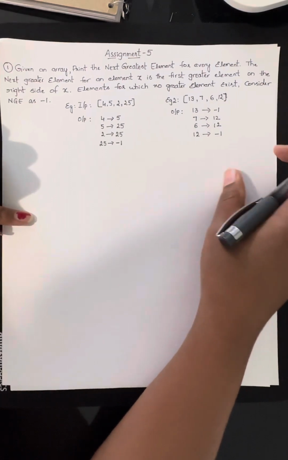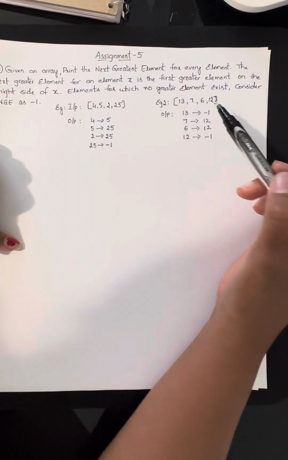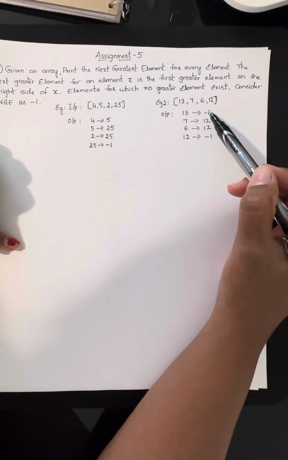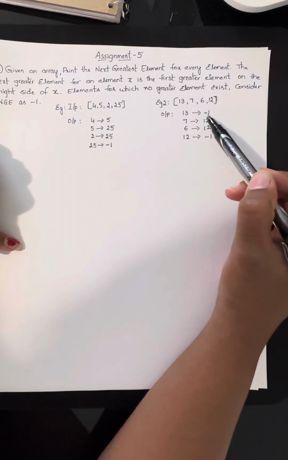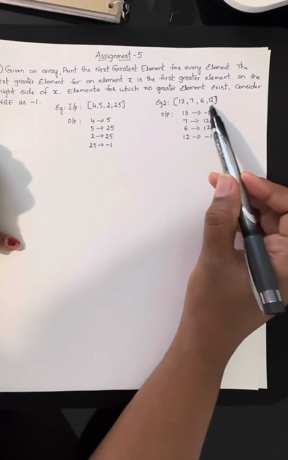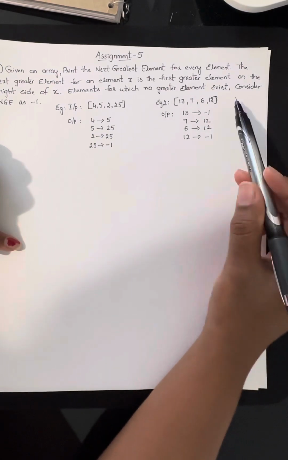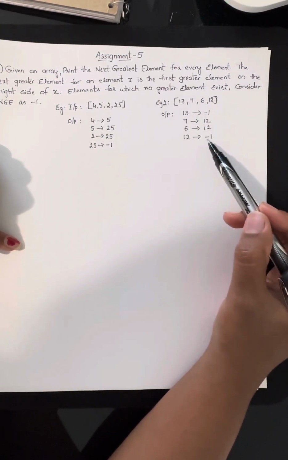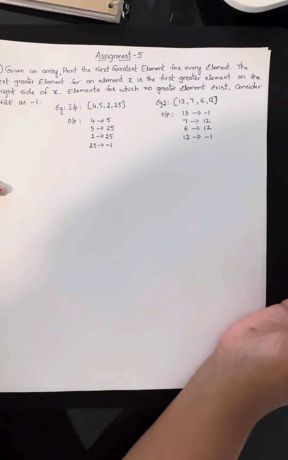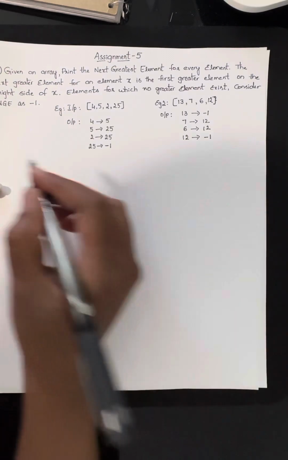And if we see the second example, here we don't have any number greater than 13 to the right side of it. So the next greatest element for 13 is -1, and same goes for the next elements. For 7 and 6 it is 12, and since there are no elements to the right of 12, the next greatest element for 12 is -1. So to solve this problem, I'm going to use the stack data structure.